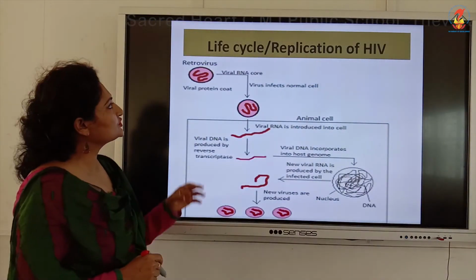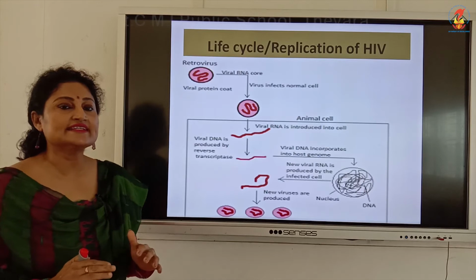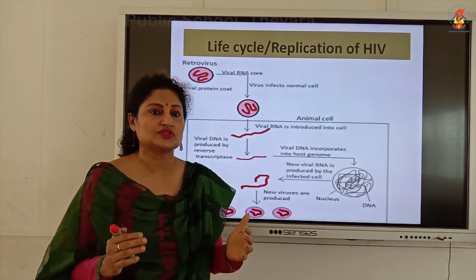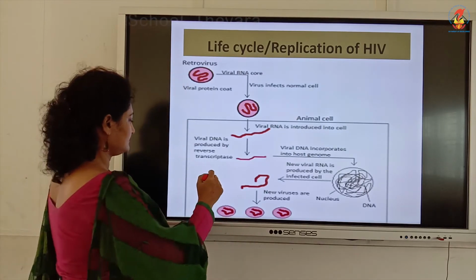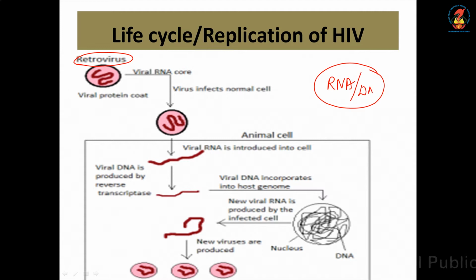Now let's go into the life cycle or the replication of HIV. How do the HIV multiply once they get into the human body? Once the retrovirus gets into the human body, what happens? First of all, you must know the basic structure of a virus. It's very simple. It just has 2 parts, a protein coat surrounding it as well as a genetic material. Genetic material can be RNA or a DNA.